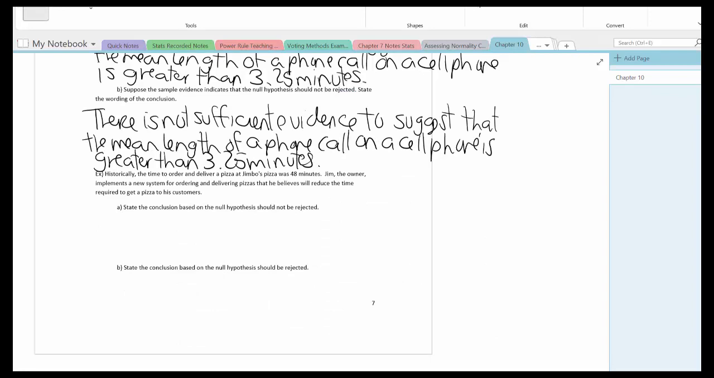Let's take a look at the next example. Historically, the time to order and deliver a pizza at Jimbo's Pizza was 48 minutes. Jim, the owner, implements a new system for ordering and delivering pizzas that he believes will reduce the time required to get a pizza to his customers. Again, before we do A and B, let me write the null and alternative hypotheses for this problem out again. Now, see if you can write the conclusion based on the null hypothesis should not be rejected and should be rejected. Stop the video now, write it out, and then start the video up again when you are done.